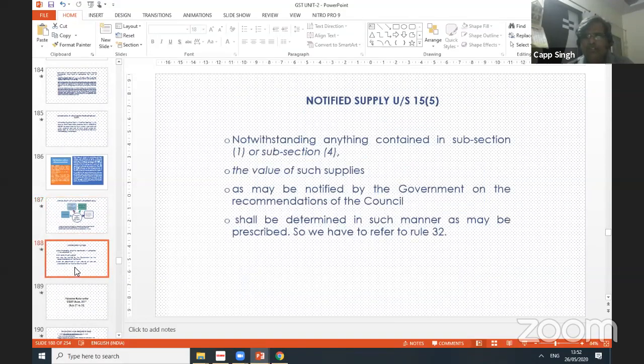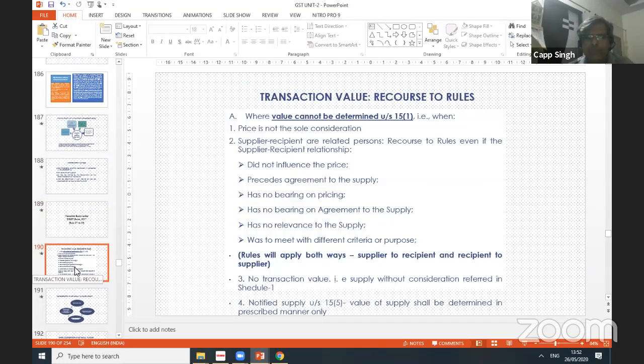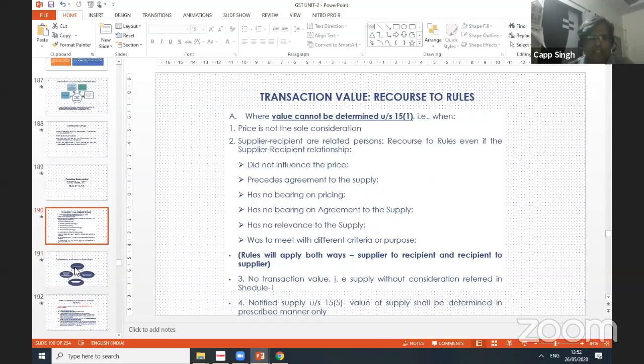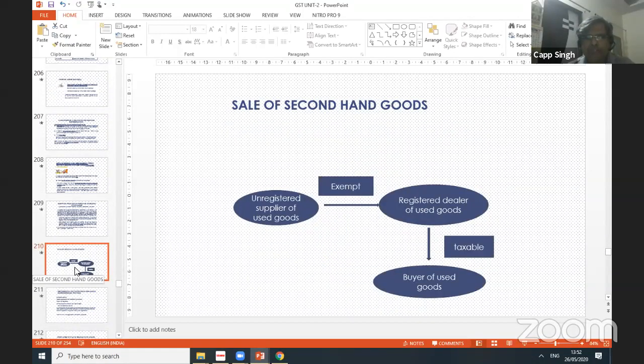For that, rules 27 to 35 have specific provisions, so I am just skipping those valuation rules. There are also some specific valuation rules in the case of sale of second-hand goods. If the supplier has not availed any input tax credit, then on the differential amount he has to pay the taxes.